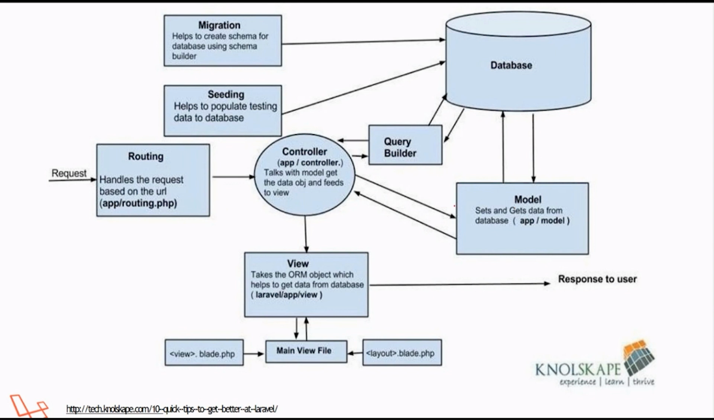And the view, as you can see over here, has a directory structure given. That is the important part of learning the Laravel framework, where you have to interact with this directory structure and put your own things. It takes the ORM object, the object relationship object, which helps to get the data from the database. Okay, so now as you can see, we have certain things written over here. It is Laravel app and view.